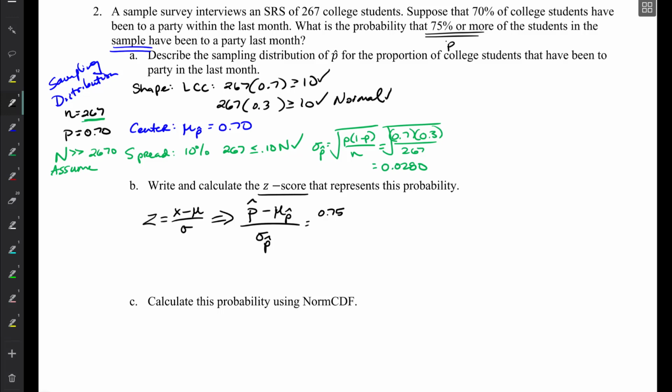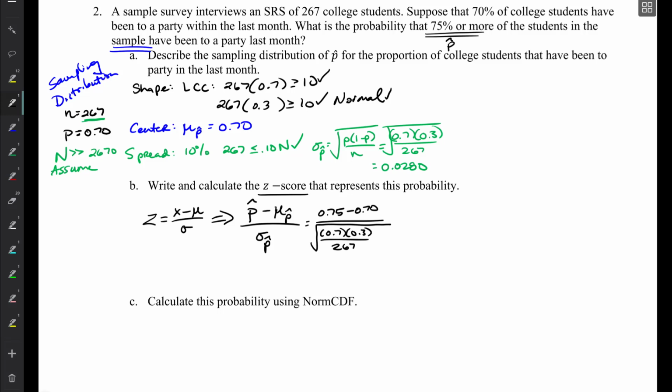I know that that was my p hat that we were interested in. And the mu sub p hat, that was the 0.70. And then we were going to divide this by the standard deviation, which we already found over here, but I'm going to write out the entire formula. 0.7 times 0.3 all over 267. And this is how you would actually calculate the z-score.